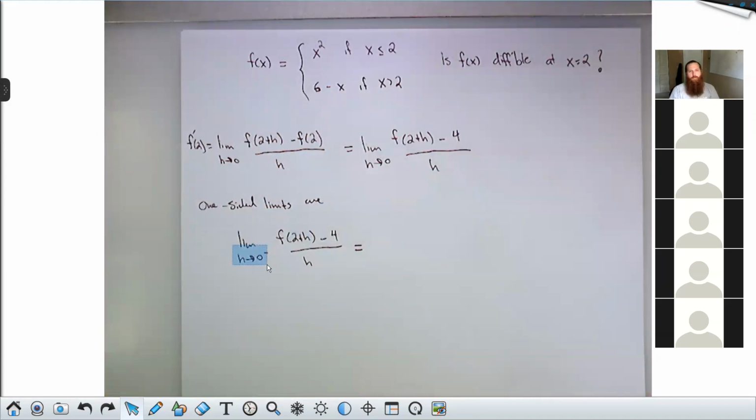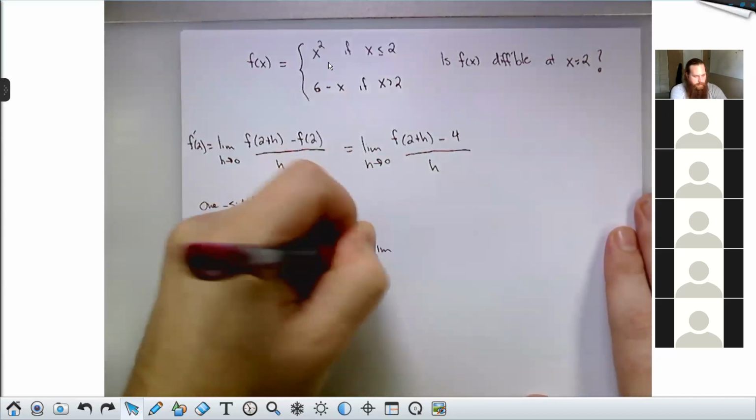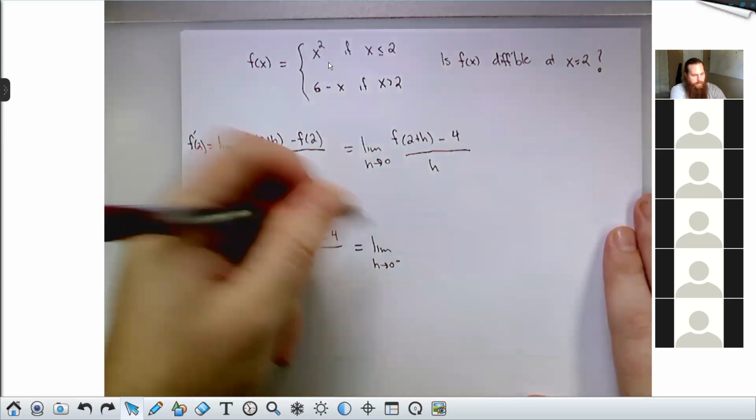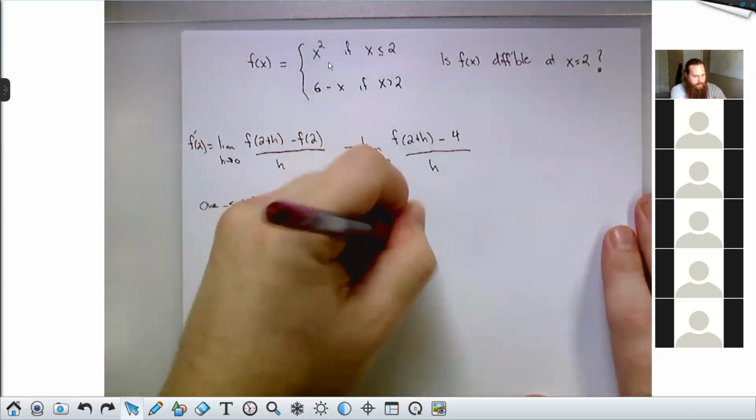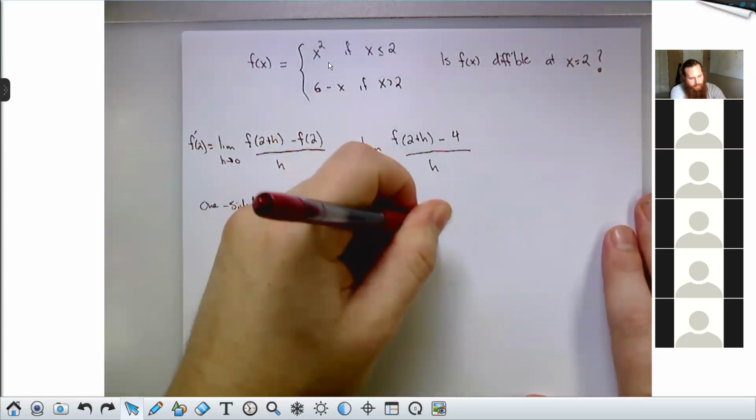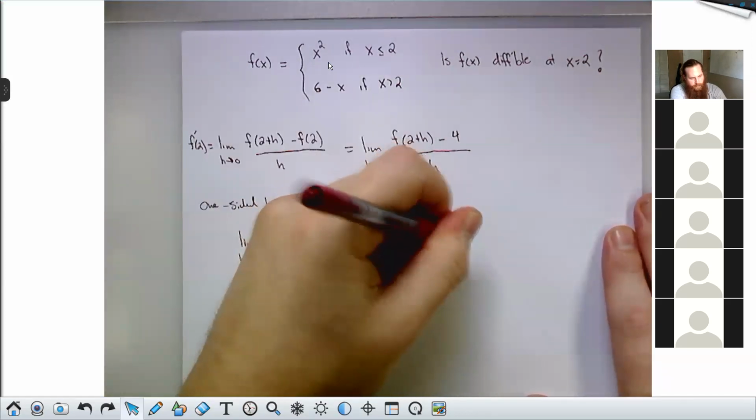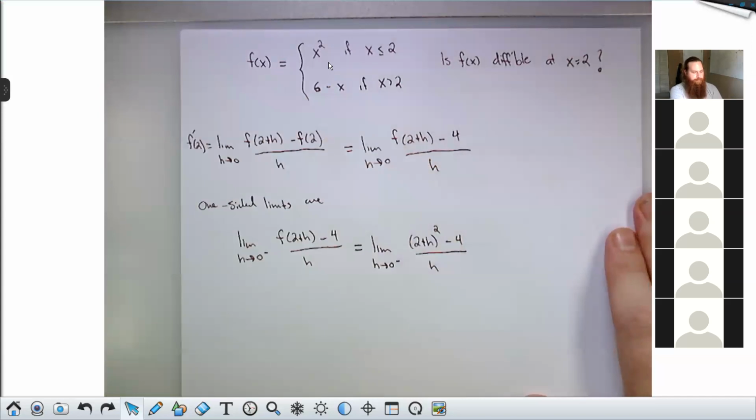Yeah, h going to 0 from the left means I'm imagining small negative numbers for h, which means 2 plus h is a little bit smaller than 2, because if you add a small negative number to 2, that drags you left of 2. So f of 2 plus h is going to be defined by this part of the piecewise function. F of 2 plus h is 2 plus h quantity squared. And then I still have the minus 4 and the over h. So this is the left limit.